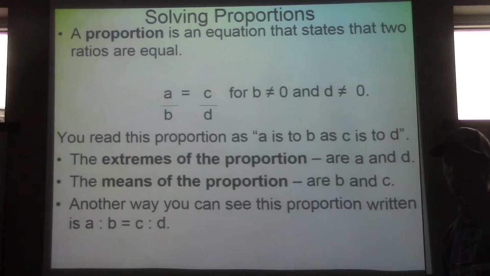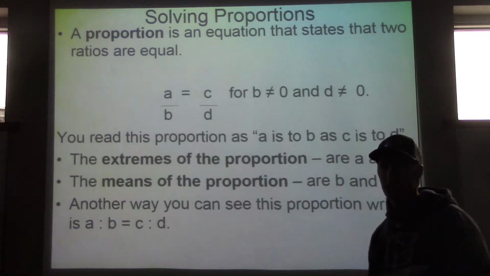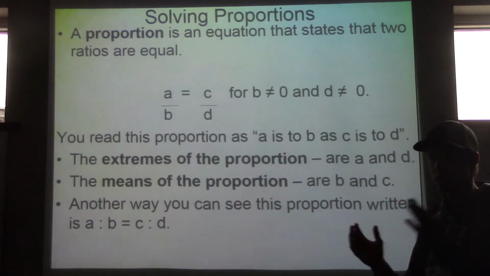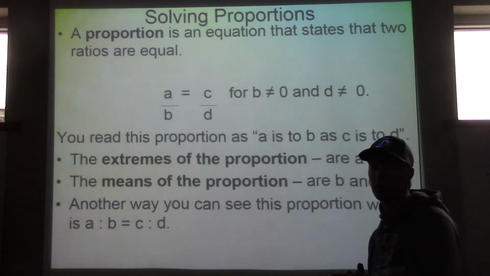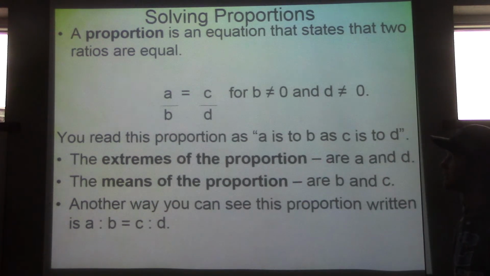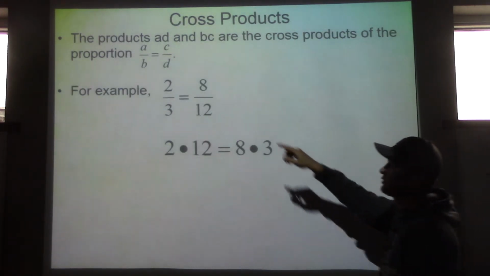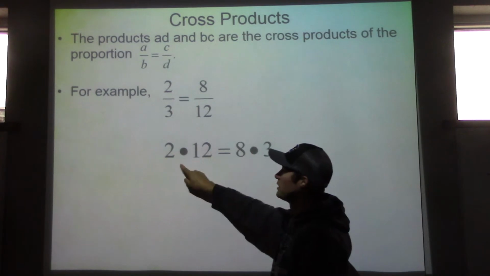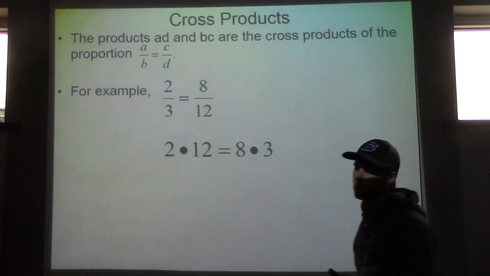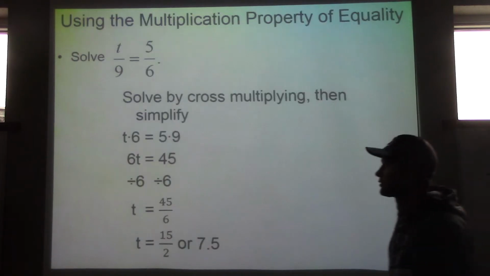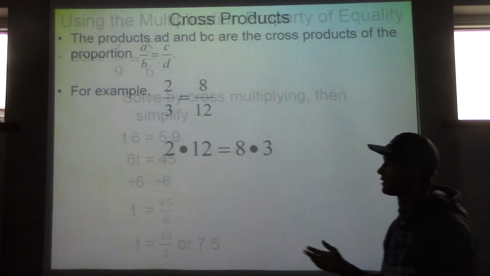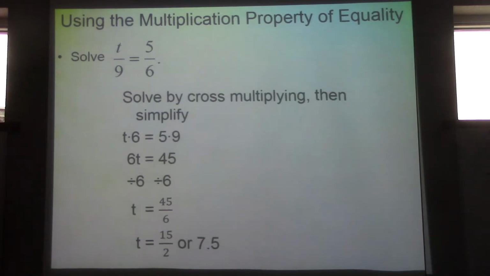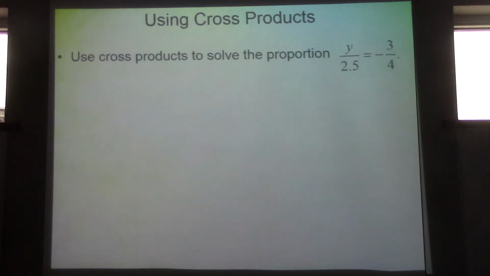So what we're going to do to solve a proportion, okay, is we're going to set up two ratios, set them equal to one another, and then cross multiply to solve. For example, we come here, and you can see 2/3 is equal to 8/12. Well, if that's the case, then 2 times 12 should equal 8 times 3. And so it does. 2 times 12 is 24. 8 times 3 is 24, so it works. So that is true.